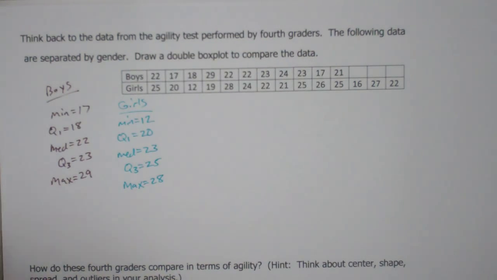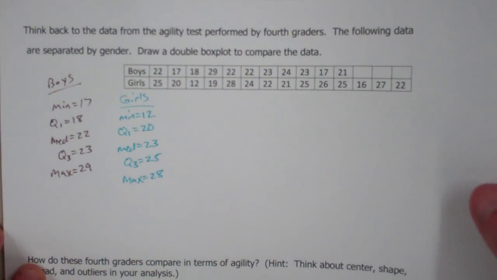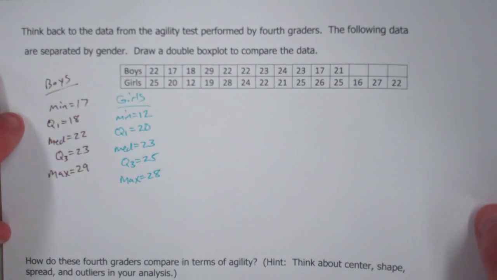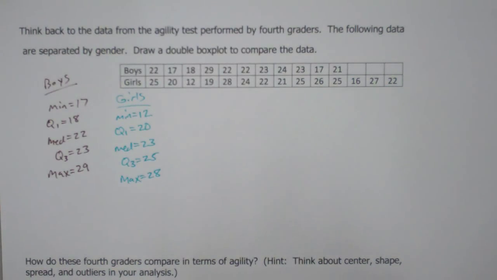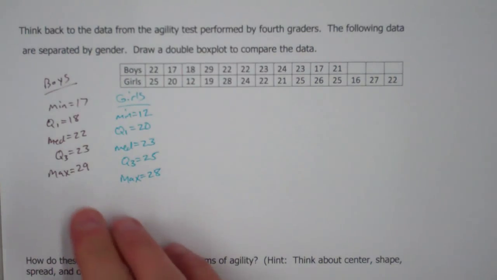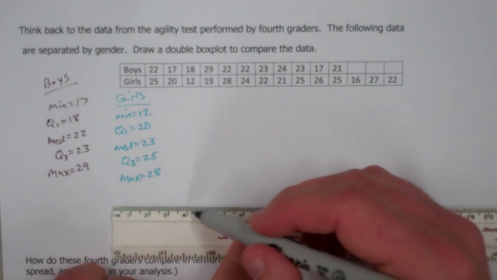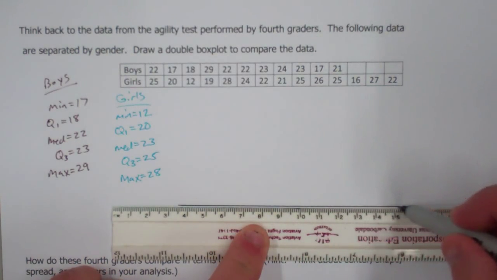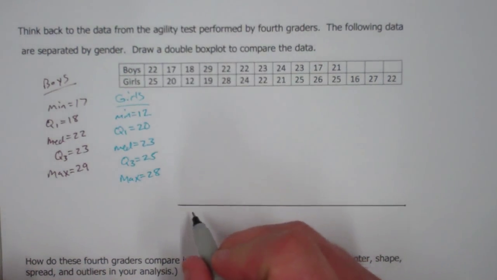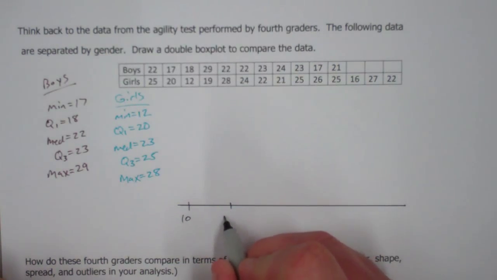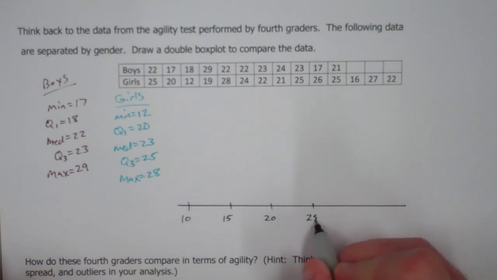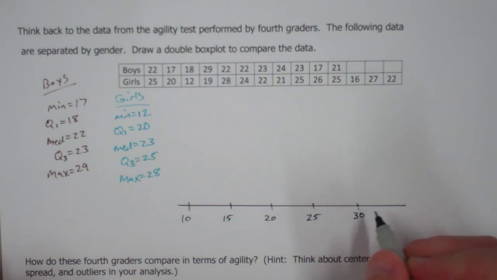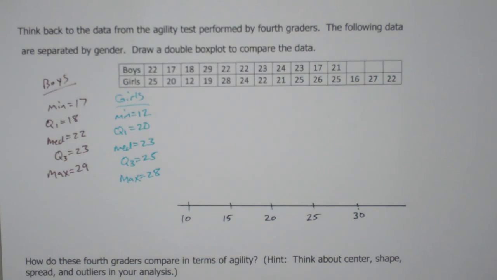What we need to do now is decide on a good scale that we can use for this. So a good scale, I think, is going to cover the minimum overall, which is 12, and the max, which is 29. So we'll draw that over here on this side. So if we make this 10, maybe 15, 20, 25, and 30, I think that should give us a good look at our data.